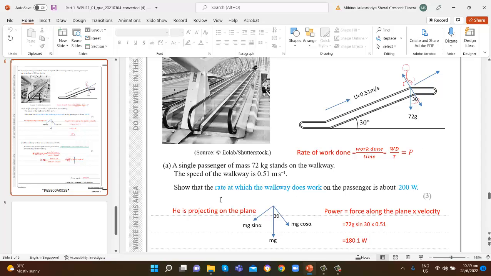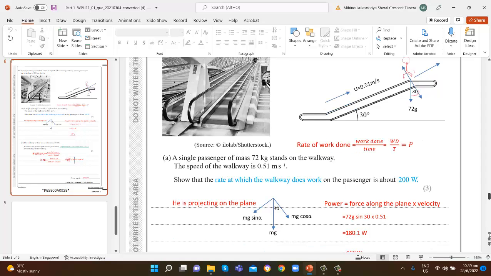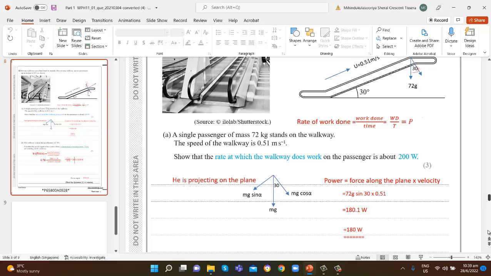Rate means always you have to divide by time. So work done, rate means you have to divide by time. Now see, you have to get 200 watt. So how are you going to take it? Projecting power, you know, no. Rate of work done, they are asking. What is the rate of work done formula? Work done over time. I told you, rate means you have to divide by time. What is work done? WD over T, it is P. So power is force along the plane times velocity. So you know this equation.